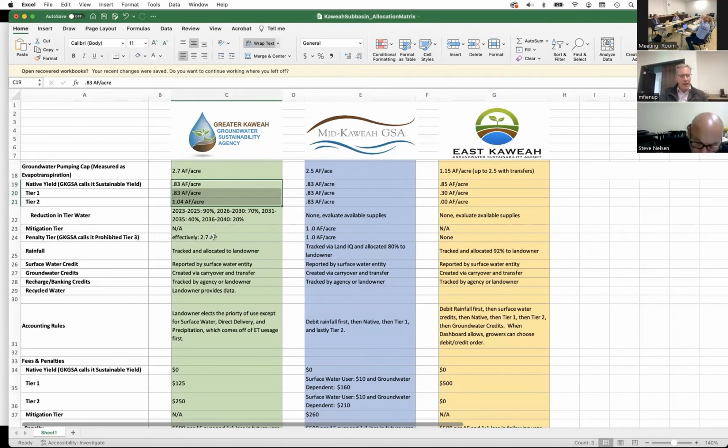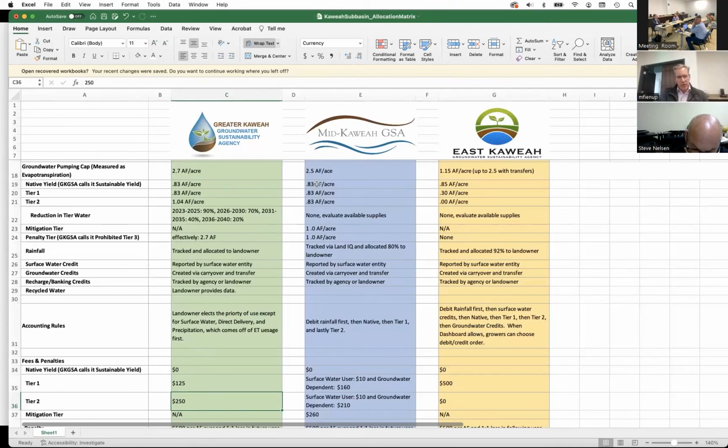And then as you look down, you actually see what the cost is. Native arrives at a cost of $0. Tier 1 at a cost of $125 per acre foot. And tier 2, that extra 1 acre foot per acre, $250 an acre foot. And so this is what someone can pump free of any penalty simply by paying the fee associated with each of those types of water.